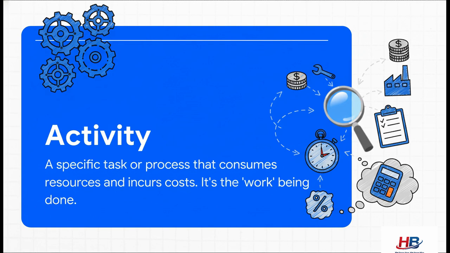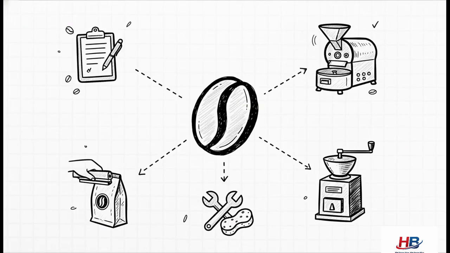Well, it's basically any specific task that uses up your resources, your time, your money, your materials. It's the work that's happening behind the scenes. It's all the individual actions that come together to create your final product or service. And if we look at our coffee roaster, the work isn't just one big thing called making coffee. No, it's actually a whole series of separate activities. You've got the actual roasting of the beans, then the grinding, then packaging it all up, handling the customer orders that come in, and even the prep work, like setting up and cleaning the machines. Each one is its own distinct activity.